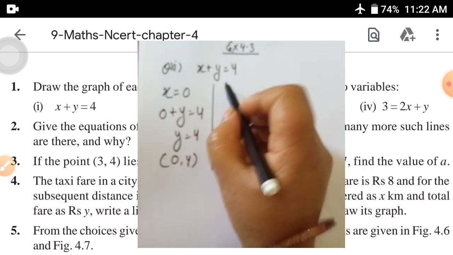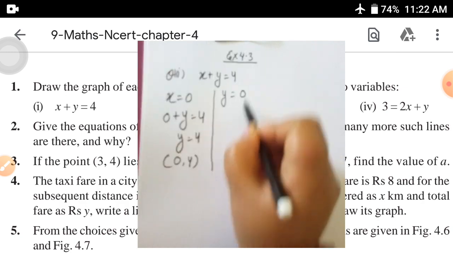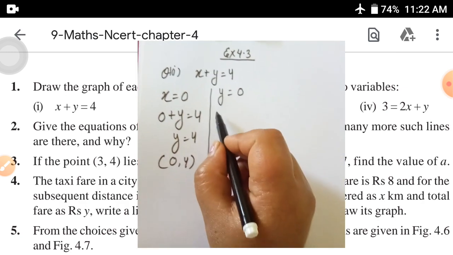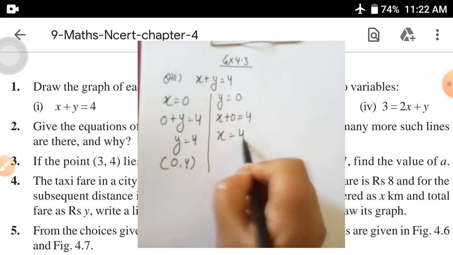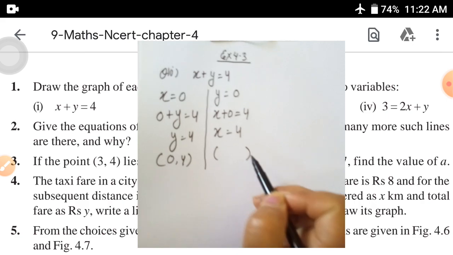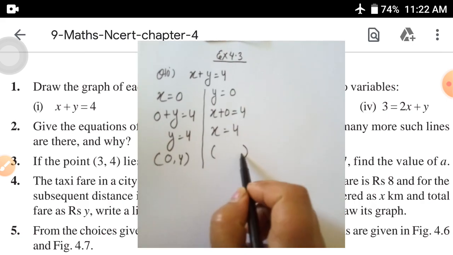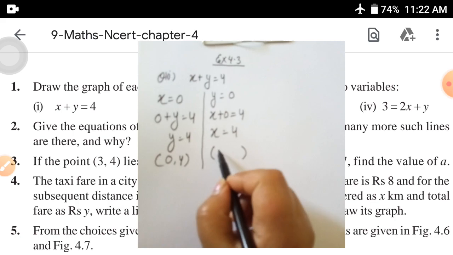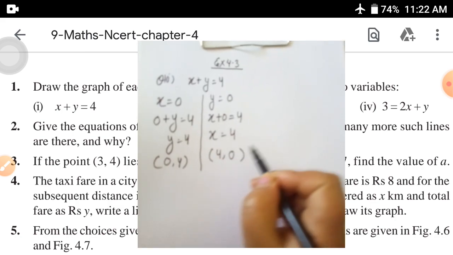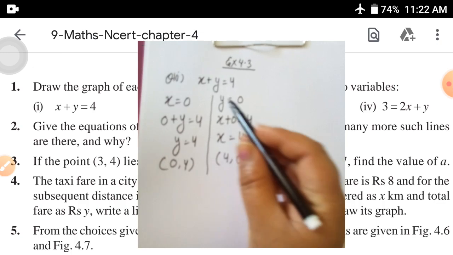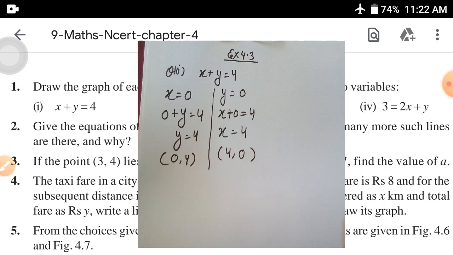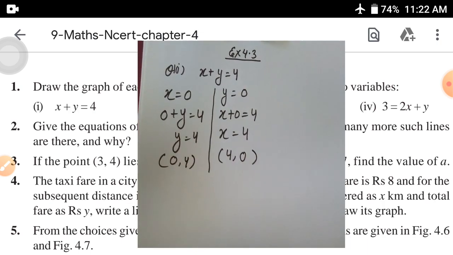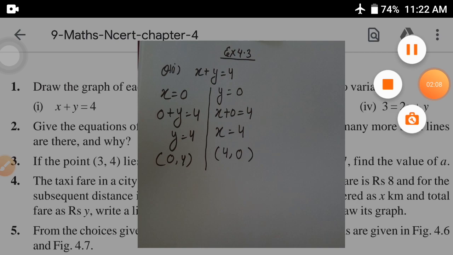Similarly, you can put some other value like y is equal to 0. Now I am putting y equal to 0 in this equation. Then x plus 0 equal to 4, so x equal to 4. But keep in mind always that whenever you are writing the coordinates, first you have to write the x coordinate. So x is 4 and y is 0. You can draw according to these 2 points only, but you can put more values also. But if we are able to draw the line according to 2 points, there is no need to locate other points. Now see how we will locate it in the graph paper.